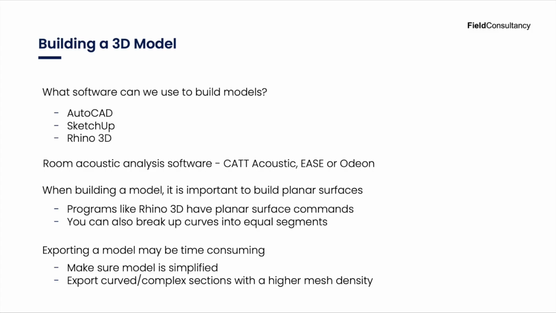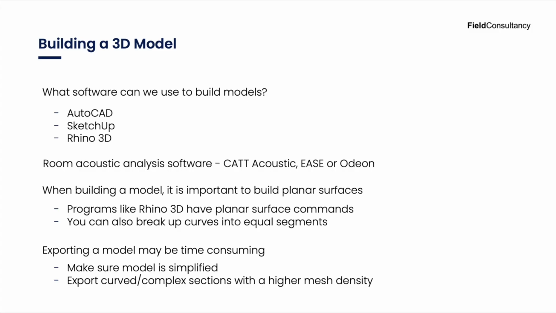So what software can we use to build these models? We can use AutoCAD, Google SketchUp, and Rhino 3D, which are the common software used to build the models before they're imported into an acoustic software. The room acoustic analysis software that's commonly used is Acoustic, Ease, or Odeon.